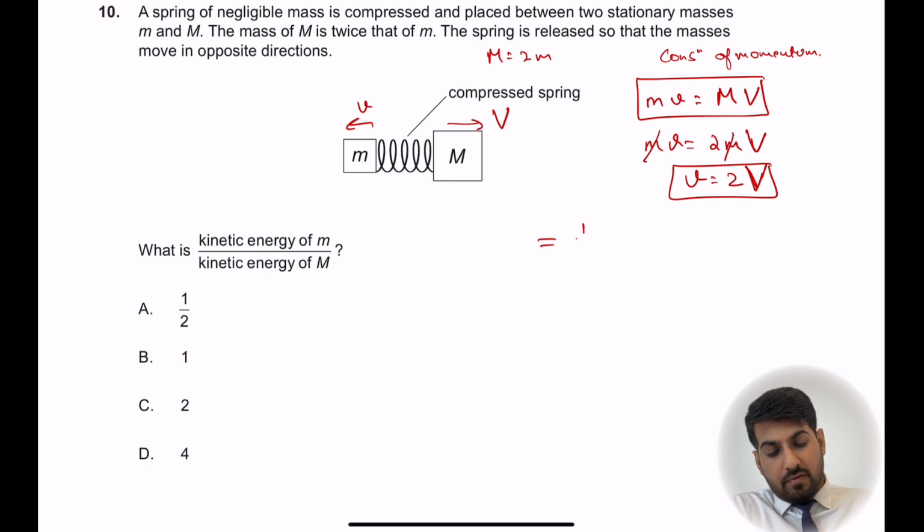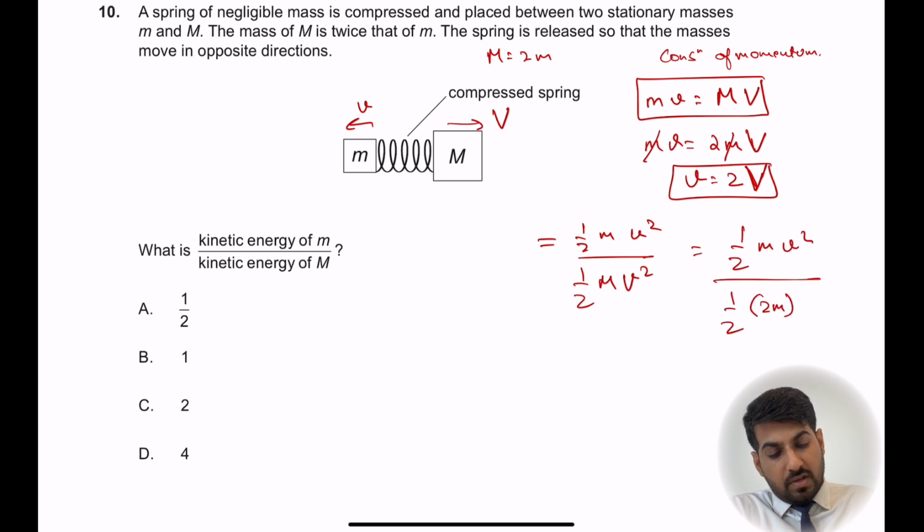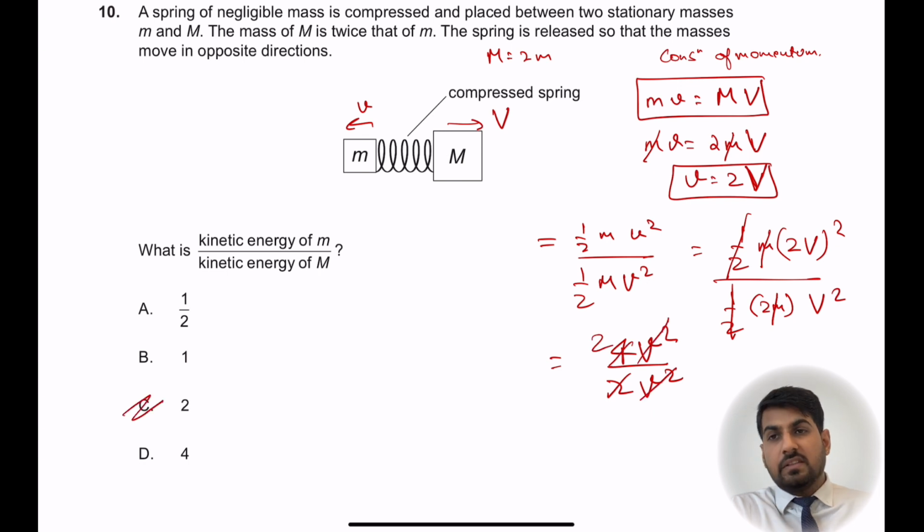So half m v square upon half capital M capital V square. Just put in the values: half m v square upon half, capital M is 2m, and small v is 2 times capital V, squared. So half m gets cancelled. So this is 4 capital V square upon 2 capital V square. This is 2. So the answer is C. Okay, so I hope it is clear now. Just use the relations and put in the values, whatever variables you are getting.